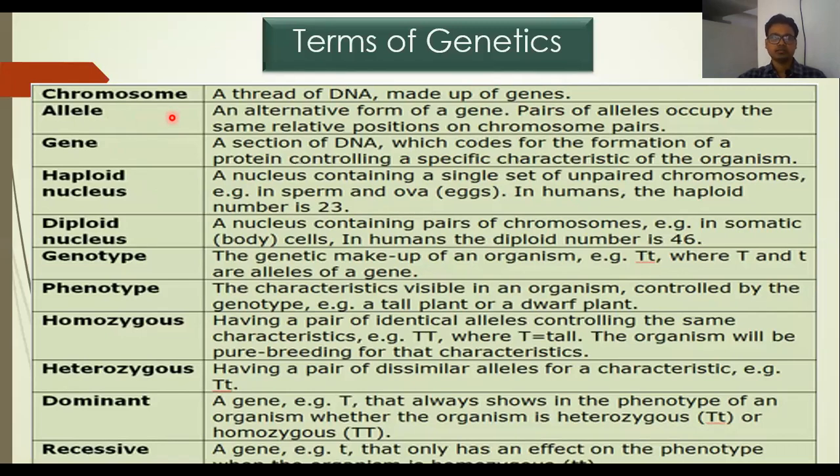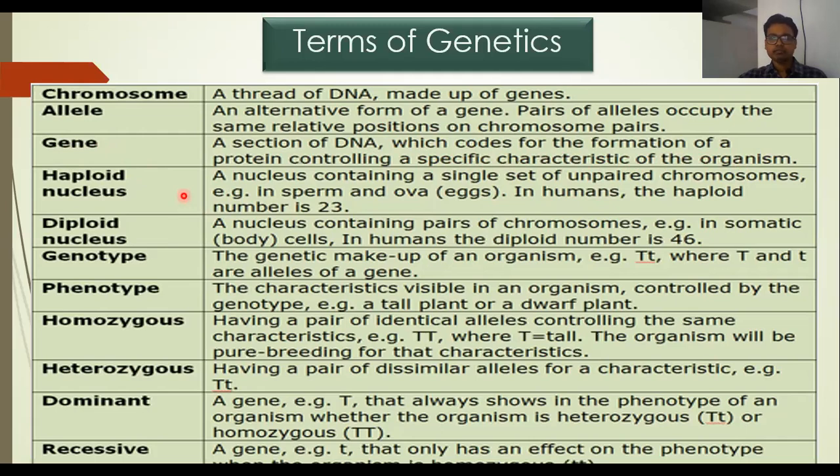Each and every gene has an alternative form of property. This alternative form, that is the pair of factors, occupies the same position, the locus, in the chromosome, and these are known as alleles. That is, the alternative form of a gene is called an allele. When present at a single locus, this is known as a gene, that is a section of DNA which codes for the formation of a protein controlling a specific characteristic of the organism.